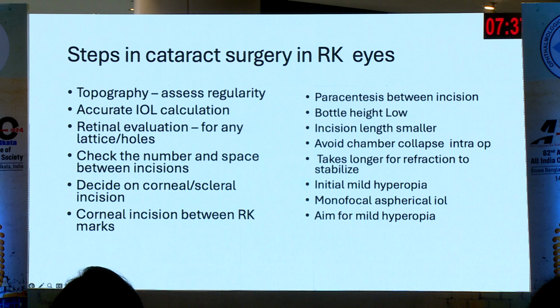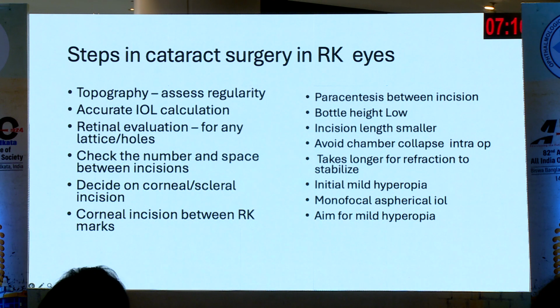During the surgery, your bottle height has to be low, because you're dealing with a highly myopic eye. Incision length can be a little smaller, because if the chamber deepens, then you will have a lot of distortion. Already the corneal scar and the central haze will make your visibility a bit of a challenge. So distortion on the cornea will make it more difficult.